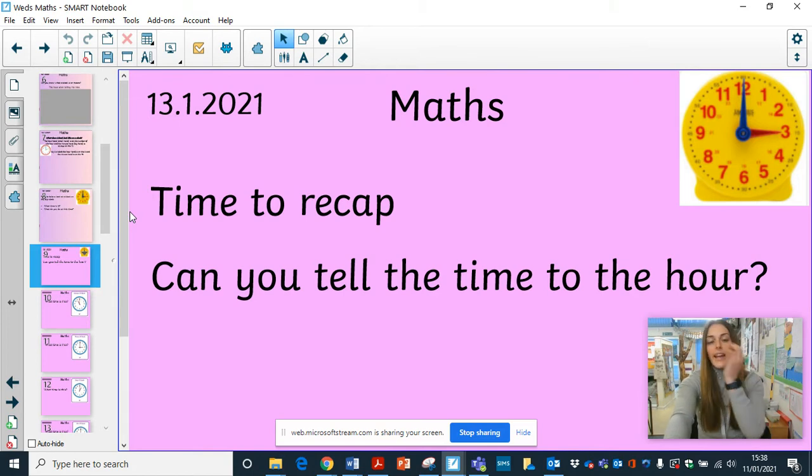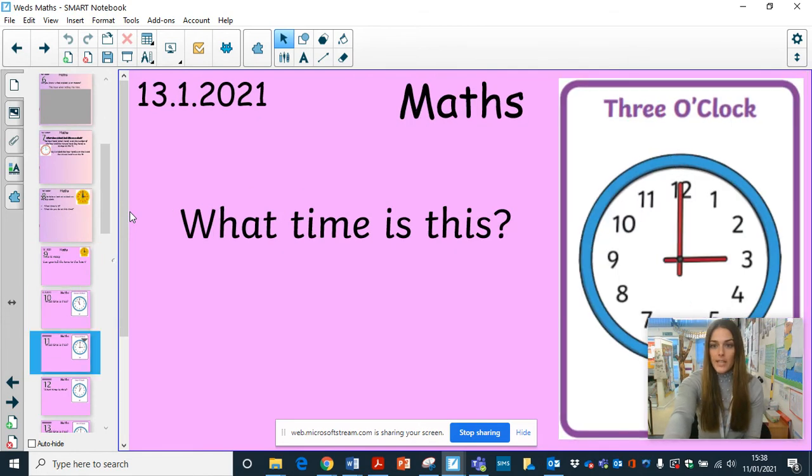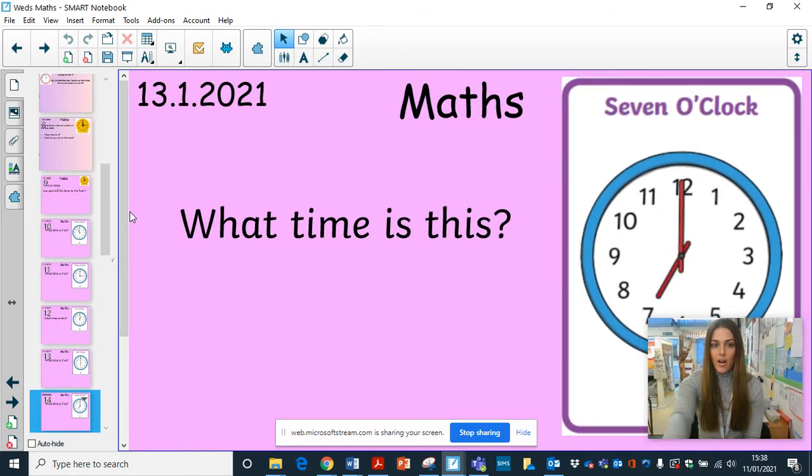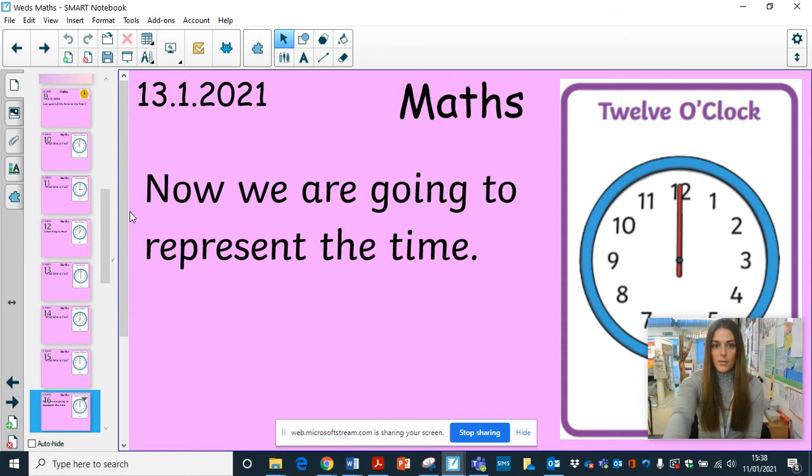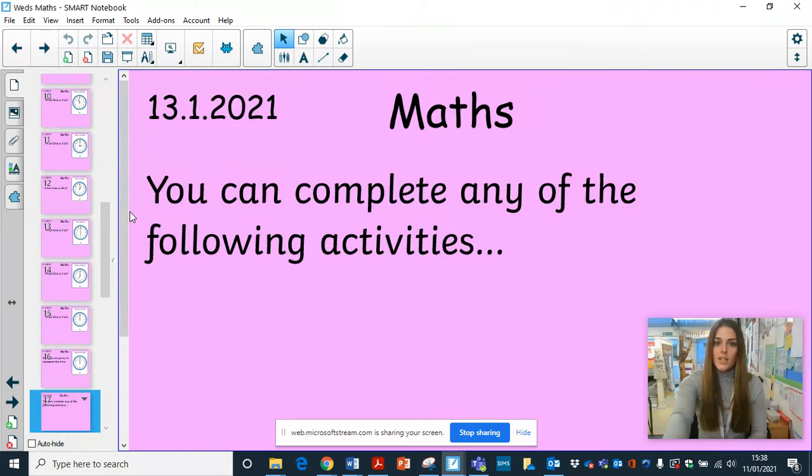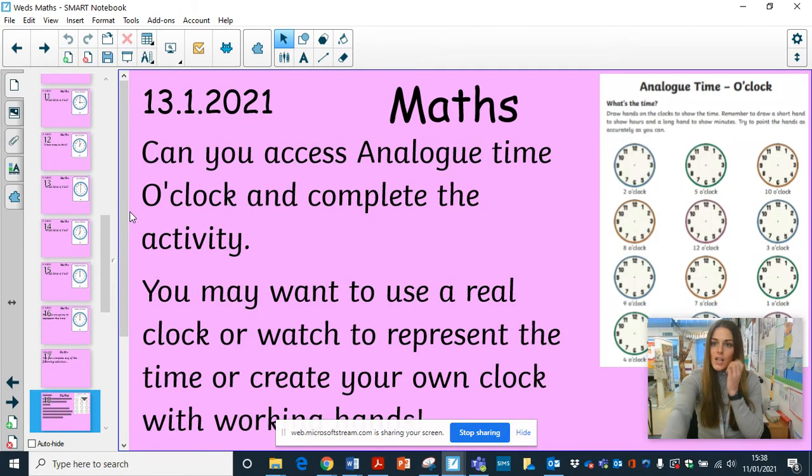Here's a recap. Can you tell the time to the hour? There are some clock times here. Can you remember what time they are, and tell somebody what that time is. Now moving on to the activities. The activity for today is, can you access analog time o'clock and complete the activity? The sheet is in the corner of the screen, so you can see what the sheet looks like that you're trying to complete.